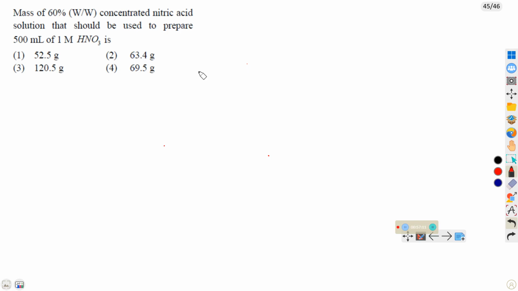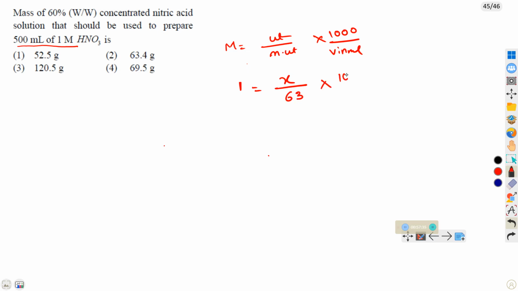What mass of 60% weight by weight concentrated nitric acid solution should be used to prepare 500 ml of 1 molar HNO3? Molarity is equal to weight of the solute by molecular weight of the solute into 1000 by volume in ml. Molarity is 1 molar, molecular weight of HNO3 is 63, into 1000 by volume 500 ml. Simplify, the weight value will be 31.5 grams.